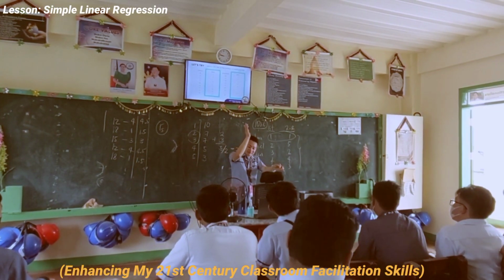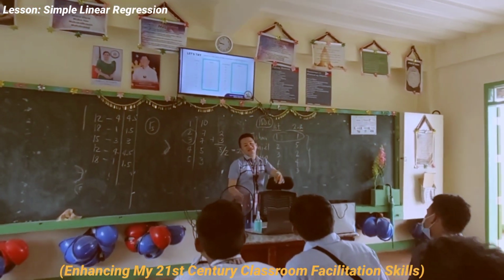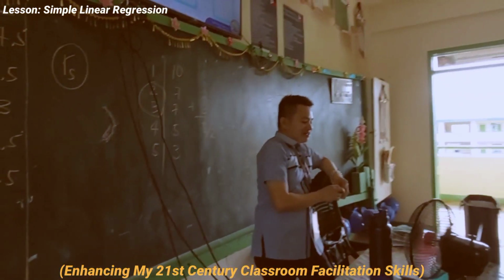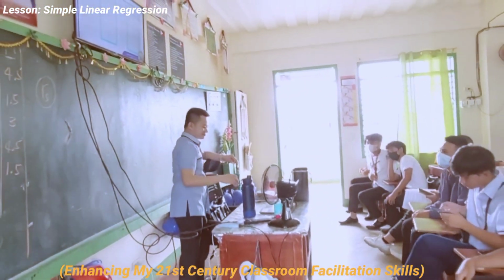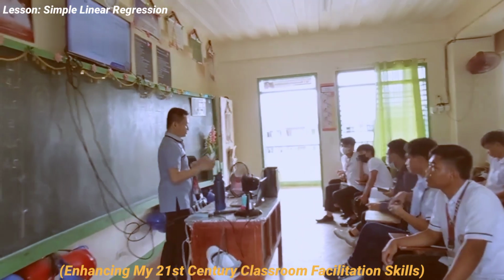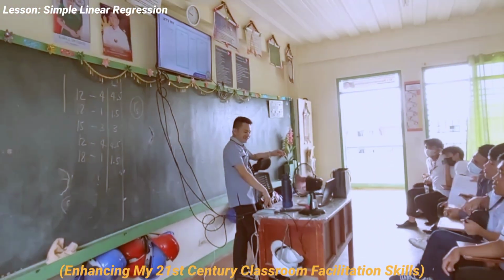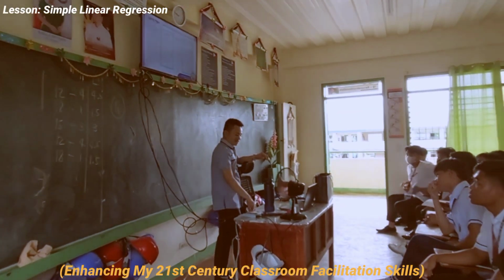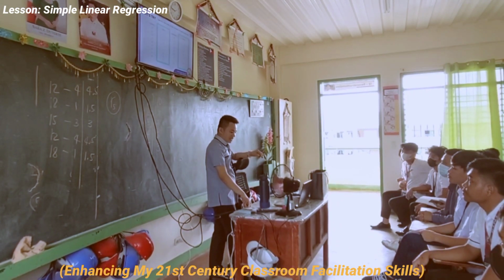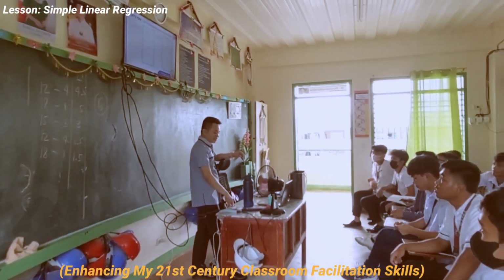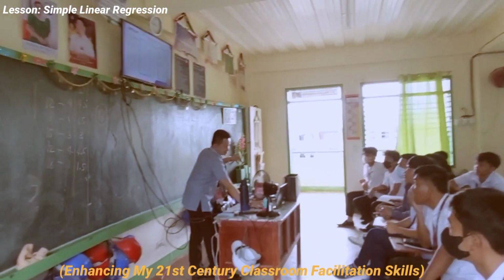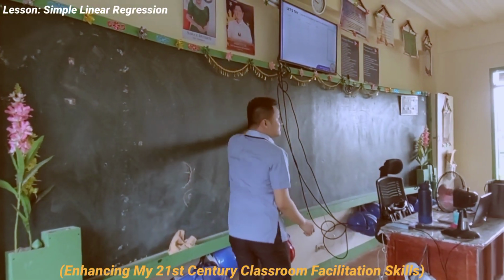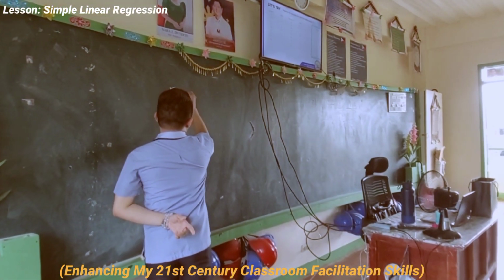Let's try now to subtract. 3 minus 5, negative 2. 5 minus 3, 2. 1 minus 2, negative 1. 6 minus 6, 0. 7 minus 8, negative 1. 2 minus 1, 1. 8 minus 7, 1. 9 minus 9, 0. 4 minus 4, 0. Yes. Can you still remember the formula?